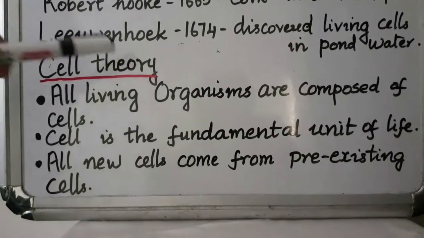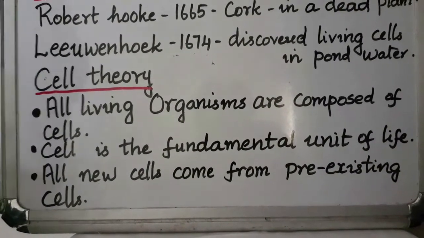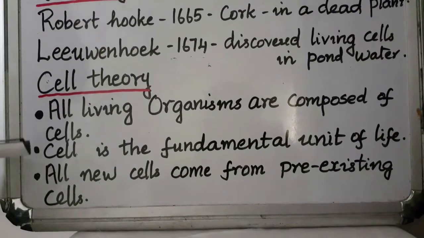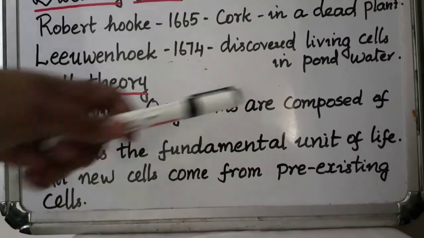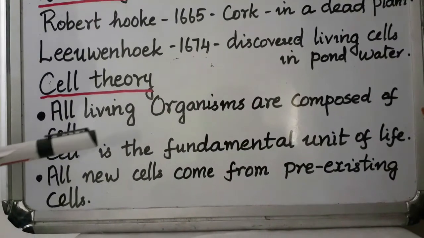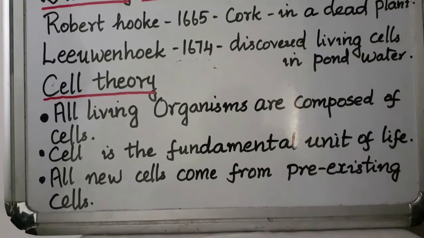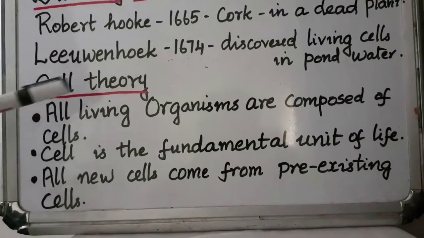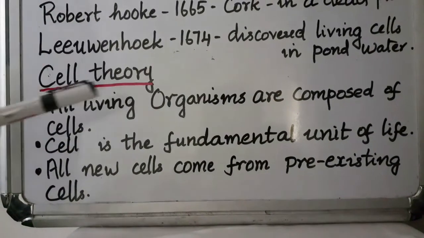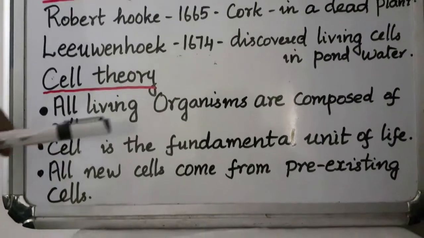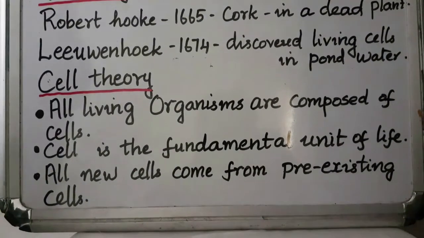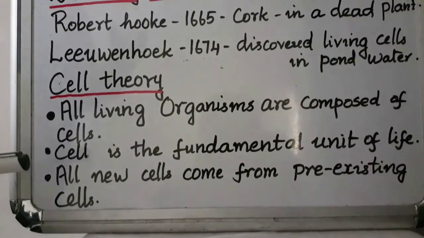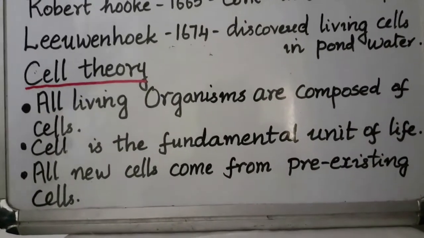So what is cell theory? Cell theory states that all living organisms are composed of cells. Cell is the fundamental unit of life. All new cells come from pre-existing cells. So once again, cell theory states that all living organisms are composed of cells, the cell is the fundamental unit of life, and all new cells come from the already existing cells, known as pre-existing cells.